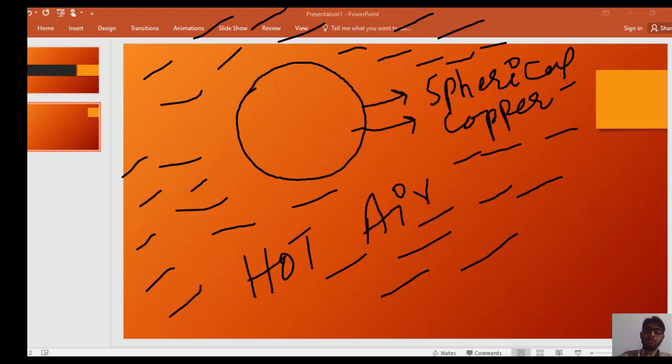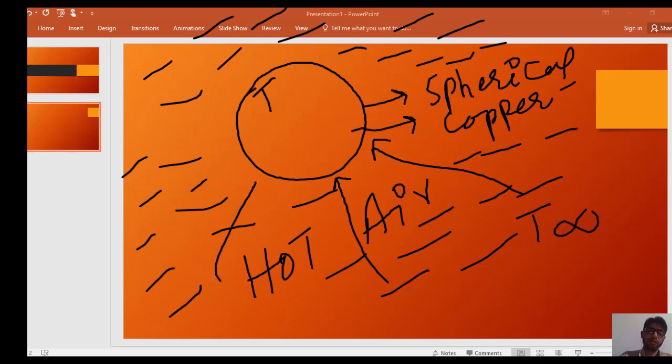Suppose the temperature of the air is T infinity. The temperature of the copper sphere is T, which changes with the passage of time. The heat is transferring from the air to the copper, because the temperature of the air is high compared to the temperature of the copper. Suppose the temperature of the air is 100 degrees and the temperature of the copper sphere is 20 degrees. So the heat will transfer from the air to the copper material.